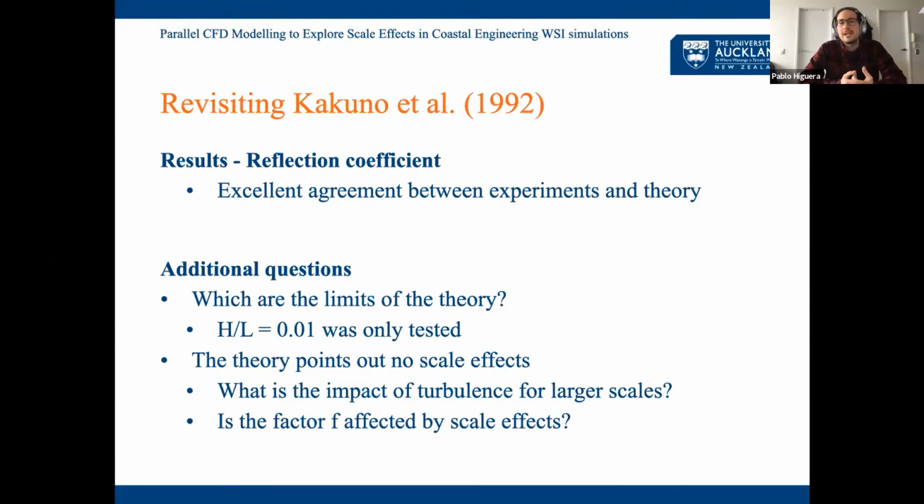And that made us ask some additional questions, because when you're running physical experiments, you cannot test all the conditions because they take some time. You need to wait between experiments for the waves to settle down. So they only tried one wave steepness, and that is the ratio between the wave height and the wavelength. And that's a very small value. And the theory does not point out any scale effects.